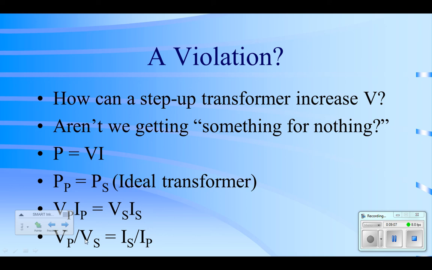It's VP to VS equals IS to IP. In other words, when voltages go up, currents go down. We can also see that from this one as well. When the voltage is increased, the current is decreased. So a step-up transformer can increase V because it lowers I. We've actually talked about this in the past in transmitting electric power.